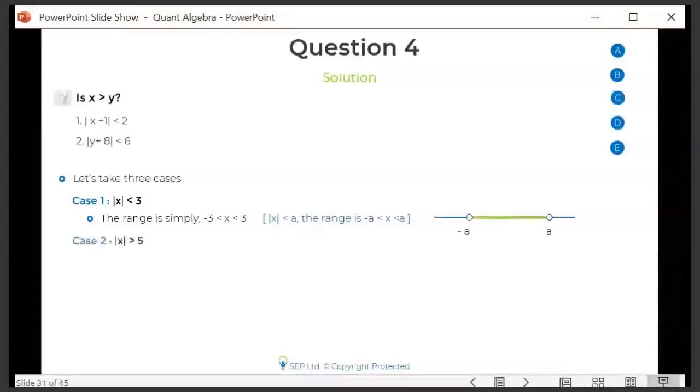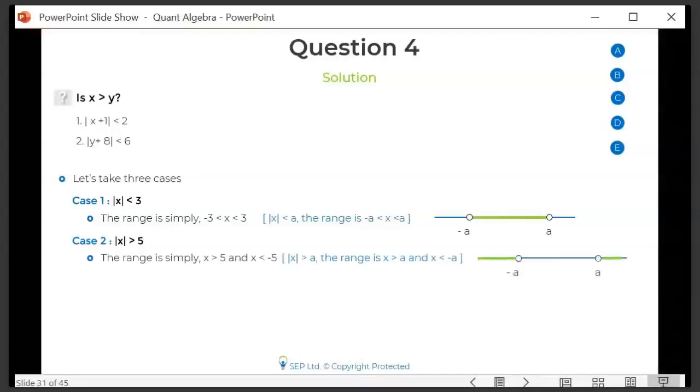Another scenario could be mod of x is greater than something, so let's say 5. In this case, the range is very simple. You'll say either x is greater than 5 or x is less than minus 5. If I have to generalize it again, if mod of x is greater than a, then x is greater than a or x is less than minus a. And this is what the diagram would look like. So if you don't know this, make sure to jot it down and remember this, so that your life becomes easy. If you know this, you can solve this particular question in under 30 to 45 seconds. Now, you may come across a situation like this, which we already have here in both these statements.